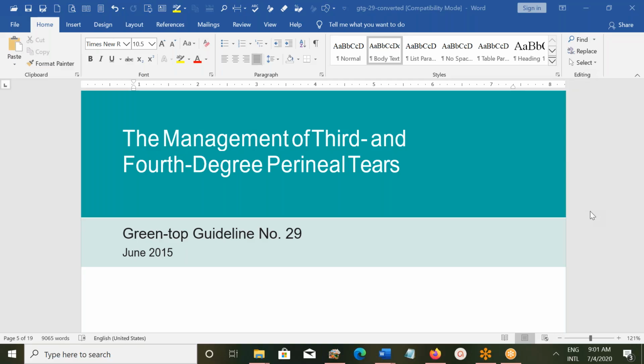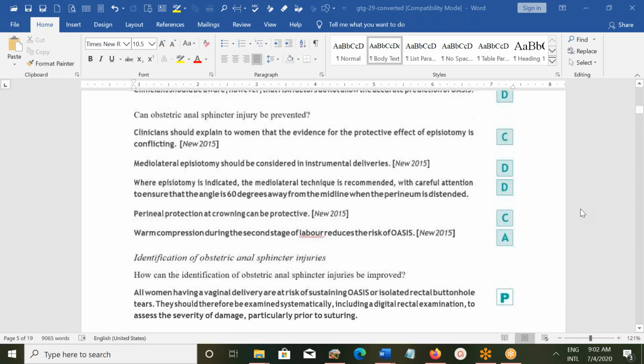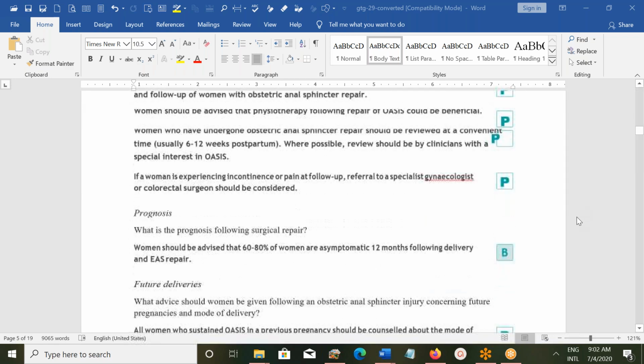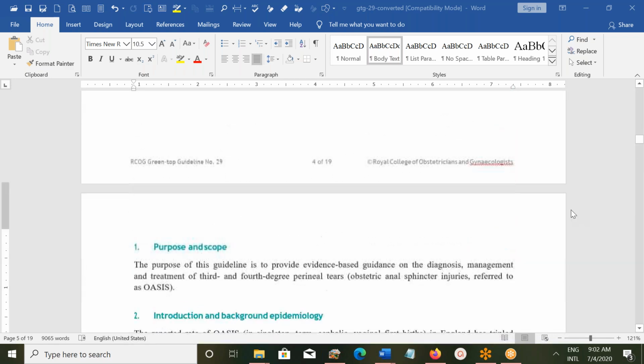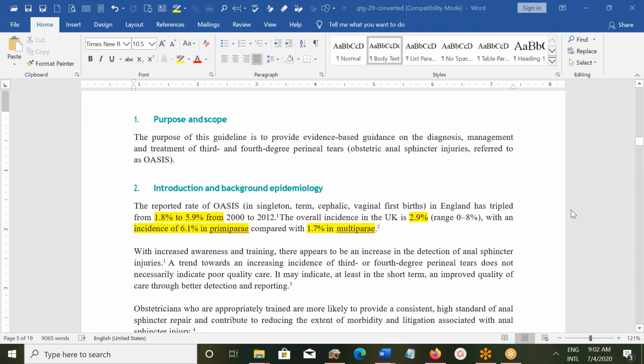The management of third and fourth degree perineal tears. This is one of the serious complications of labor and delivery. And if it is not diagnosed properly and not repaired properly, then the woman is going to suffer a lot. We use the term OASIS, which means obstetric anal sphincter injuries.